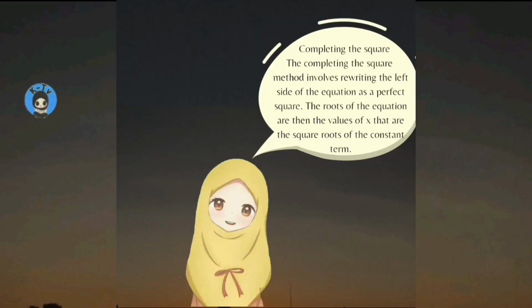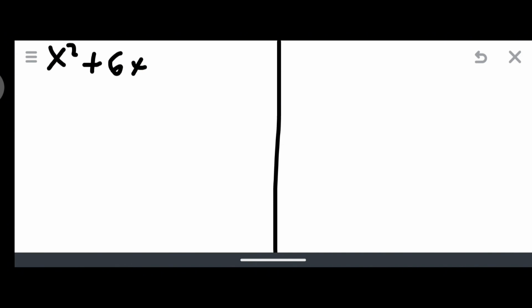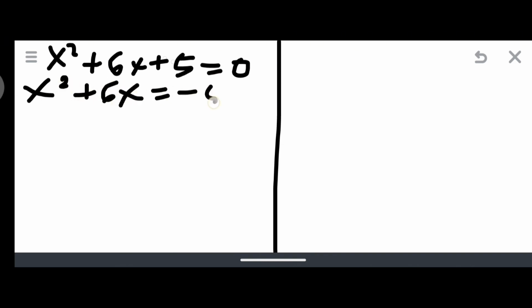Number 2 is completing the square. The completing the square method involves rewriting the left side of the equation as a perfect square. The roots of the equation are then the values of x that are the square roots of the constant term. For example, x squared plus 6x plus 5 equals 0. This can be rewritten as x squared plus 6x equals -5.